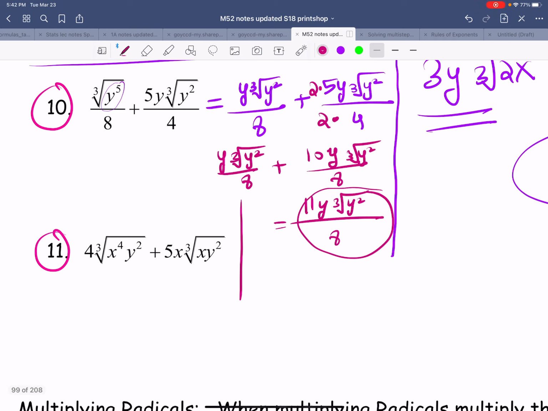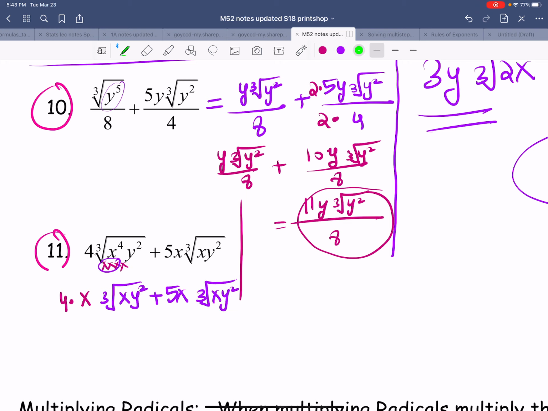Here's number 11. For number 11, let's see what can I pull out. It's a cube root. Let me rewrite it. I have 4 x's, 1, 2, 3, 4, and it's a cube root. So that means I can pull 1 x out for the 3 x's inside. We can pull 1 x out, and I would be left with 1x and a y squared inside. And the next one, we have 5x and cube root of xy squared.